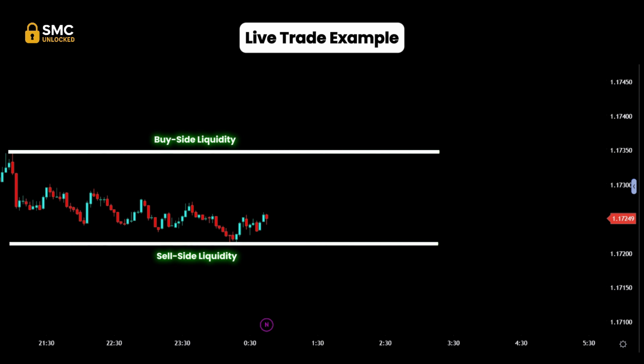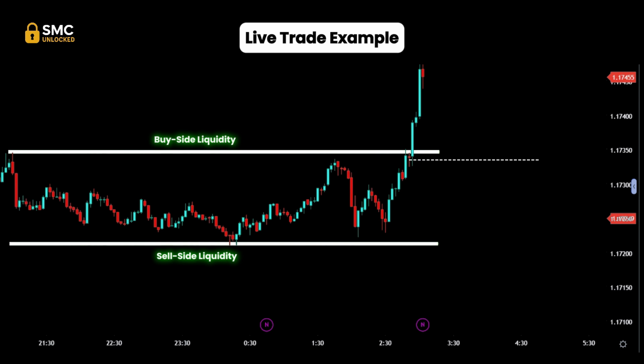Step 3. Wait for liquidity sweep. Now, we wait for price to break this range. In this case, price made a strong upward move and swept the buy-side liquidity. Step 4. Identify the CISD level. Here comes the most important point, marking the CISD, change in state of delivery, level. Look at the leg that swept the liquidity. The closing of the last opposite colored candle in that leg is our CISD level. Mark it on your chart. Now, wait for price to break this CISD level.